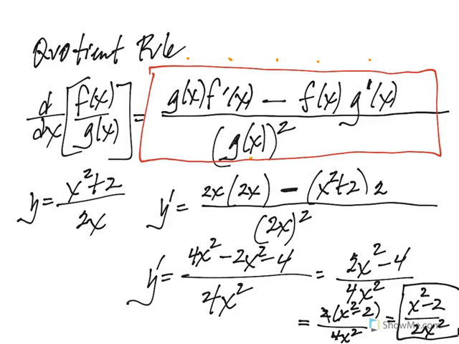So it rhymes, and it's kind of catchy. If you get them backwards, it doesn't really work. High d low minus low d high over the square of what's below. See, it doesn't sound right. So you know whether you're doing it right, because for the quotient rule, order does matter. You are subtracting. So g times f prime must come first. F times g prime must come second.